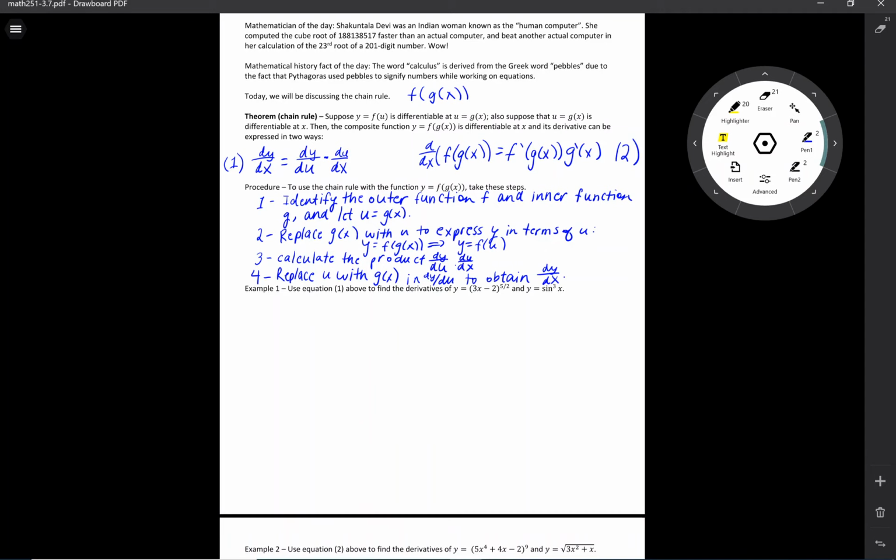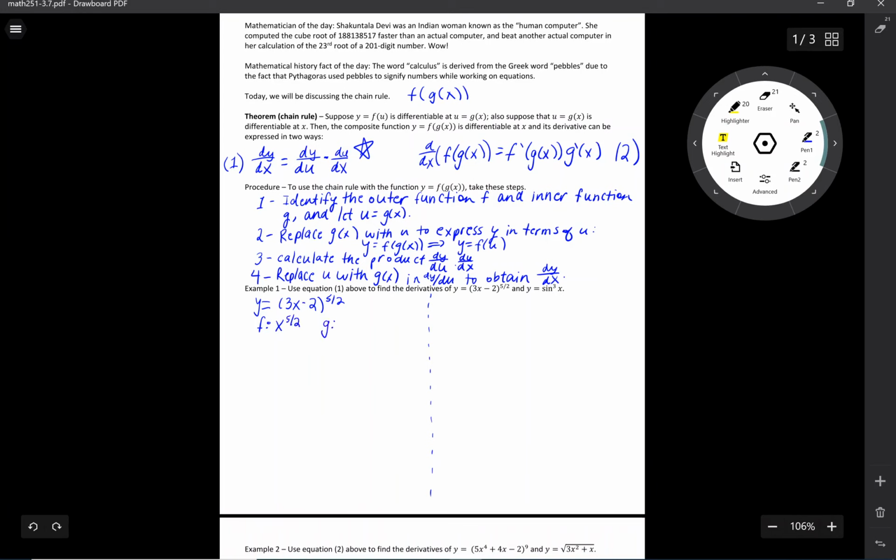So in our first example, we want to use the first equation in order to find the derivatives of these two functions. So I have two different functions here. My first one is y equals 3x minus 2 to the power of 5 halves. So my first step is I need to identify the outer function f and the inner function g. So usually my outer function will be some sort of power. Here f is equal to x to the power of 5 halves.